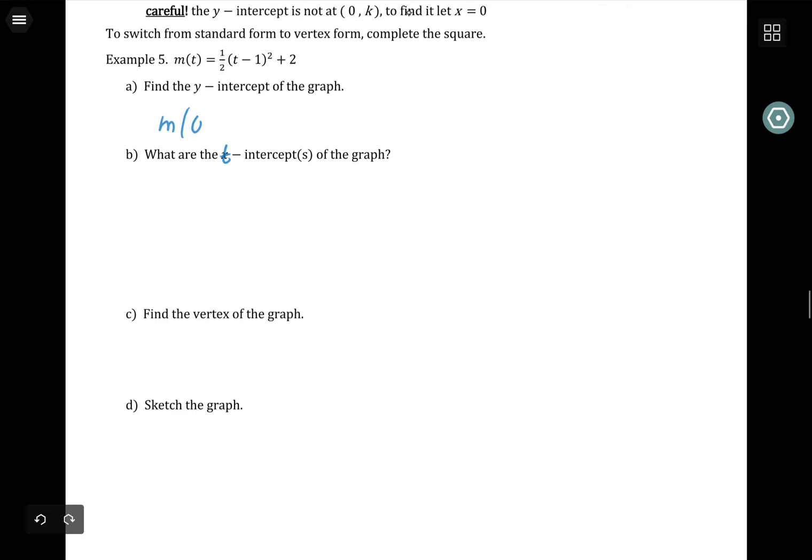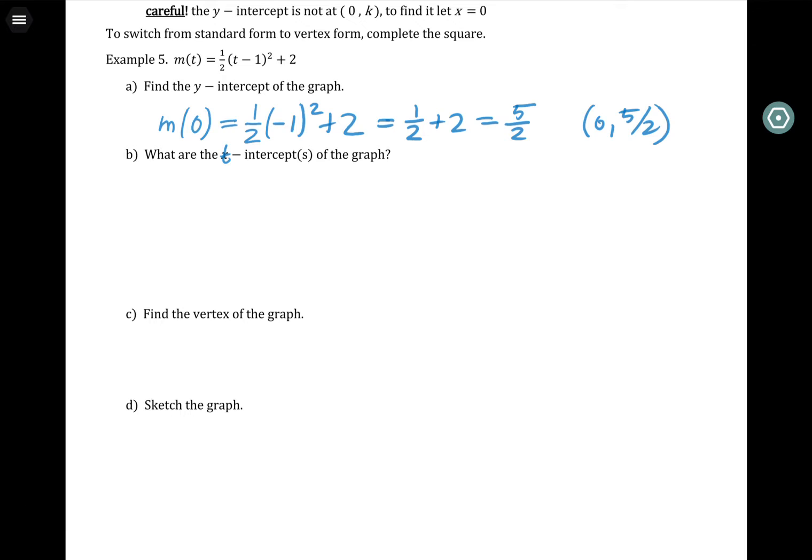To get a y-intercept, you let your x be 0, or in this case, your t be 0. So in the parentheses, we're just going to get negative 1. And notice that 2 is not going to be my y-intercept. I'm going to have 1/2 times 1 plus 2, which is 2.5, or 5/2. So (0, 5/2) is my y-intercept.